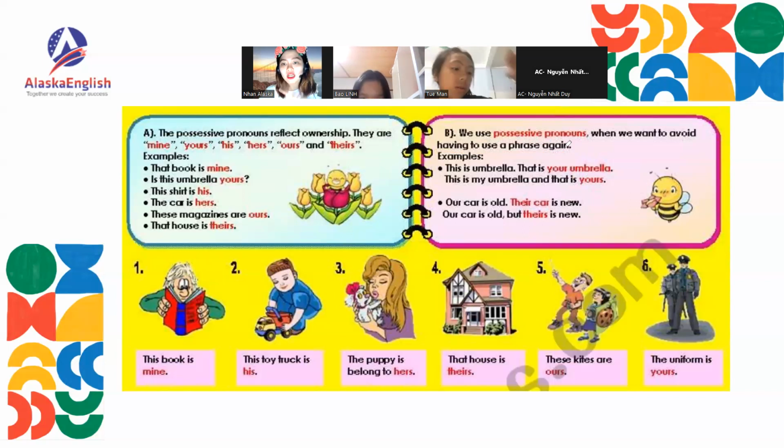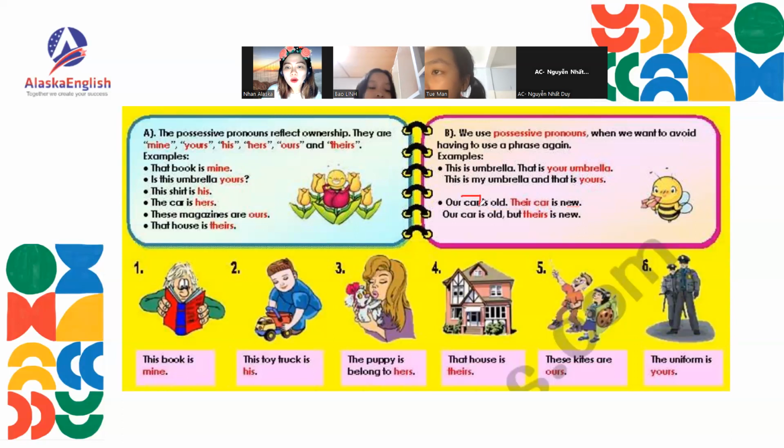Okay, for example, take a look at my example here, girls. This is my umbrella. That is your umbrella. But if we are going to use the possessive pronouns, we don't need to say umbrella twice because it's very obvious that we are referring to the umbrella itself. That is why we say, this is my umbrella and that is yours. That is the purpose of the possessive. Another example, our car is old, their car is new.